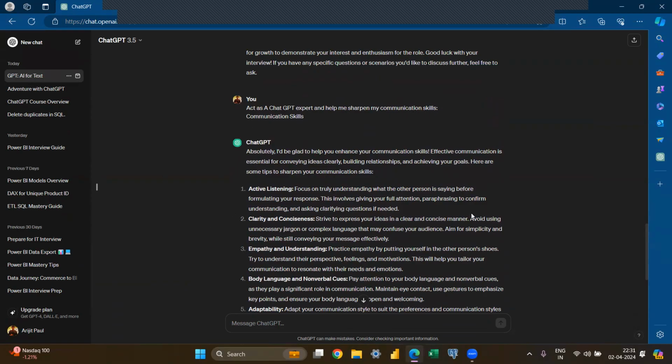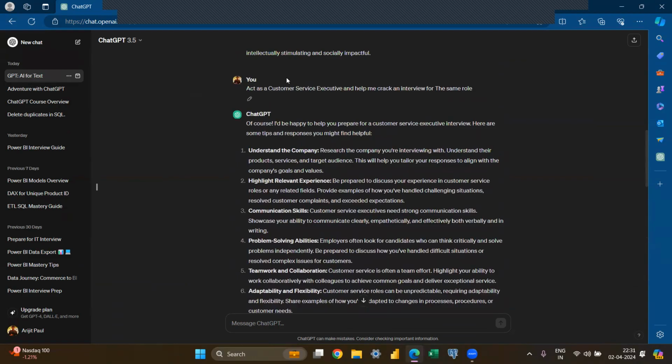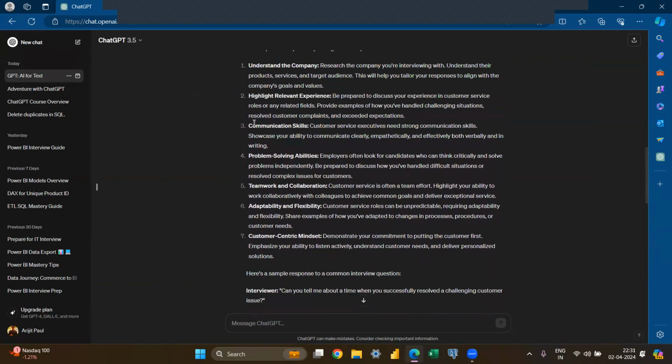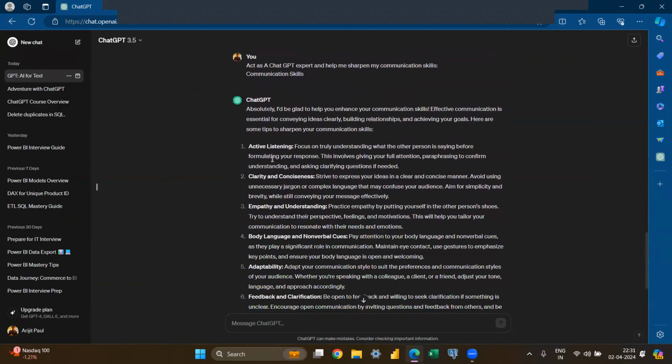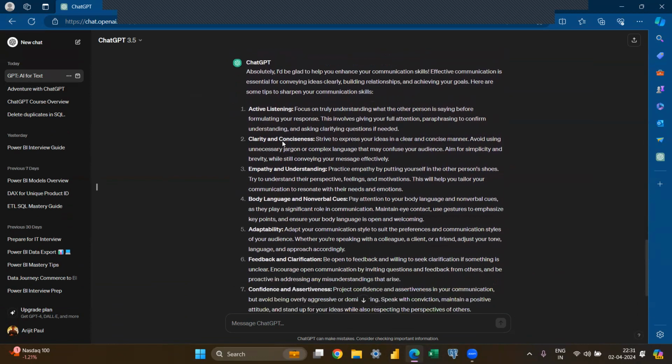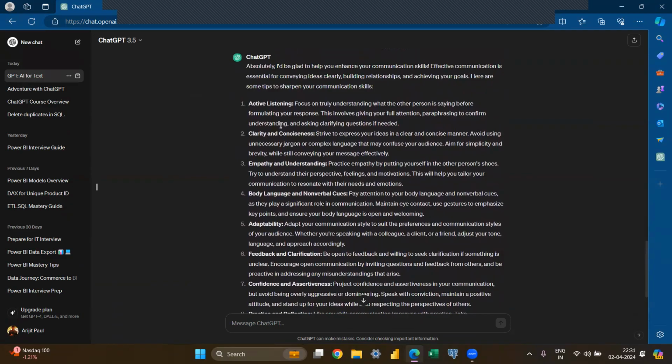We are using this tool essentially to help us get this job, which I just assumed. It's a very important part of the job that we need to have communication skills. So here it says, absolutely, I would be glad to help you enhance your communication skills. It gives us eight further points to read and understand, each and every point, so that we can essentially grow more into the skill.